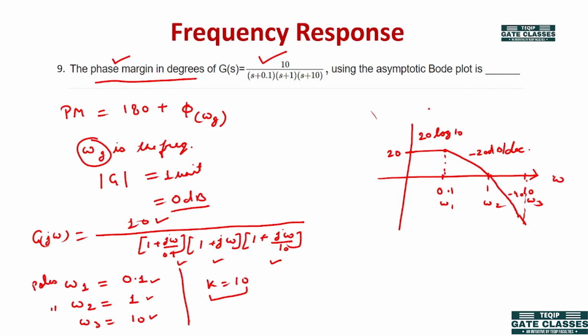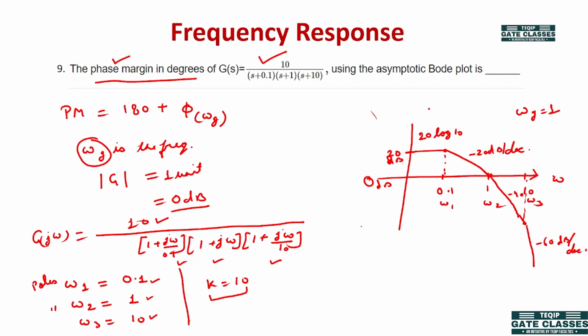Okay, and at this point again we have a slope, so at this point the slope would become minus 60 dB per decade. So this is our magnitude plot, and this magnitude plot is cutting the 0 dB line. This is the 0 dB line and this is 20 dB. Okay, at omega is equal to 1. So our gain crossover frequency omega g is equal to 1.